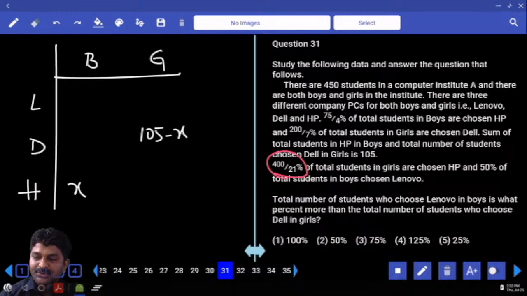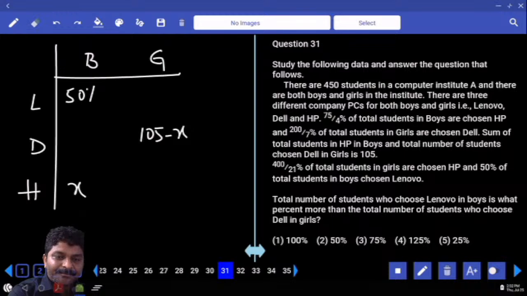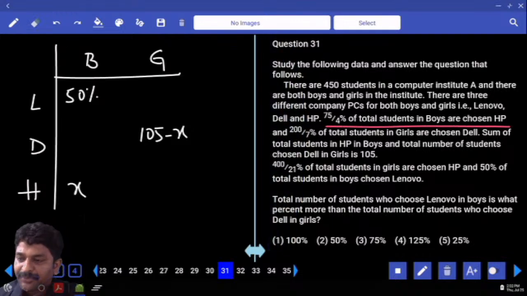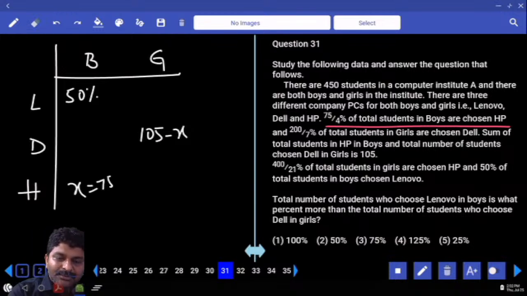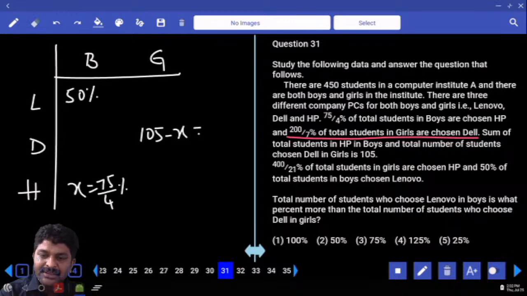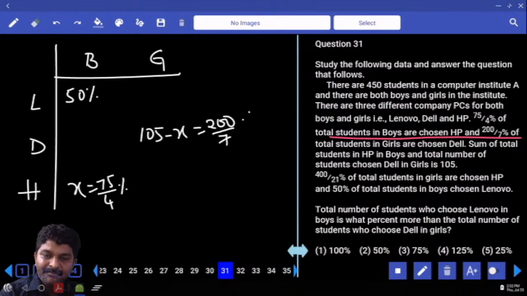400/21% of total students in girls are chosen HP. 50% of the students in boys chosen Lenovo. Lenovo 50%, correct? And then somewhere here it is mentioned that 75/4% of the students, boys, are in HP. So this value is equal to 75/4%. Next, this value is equal to 200/7%, correct?